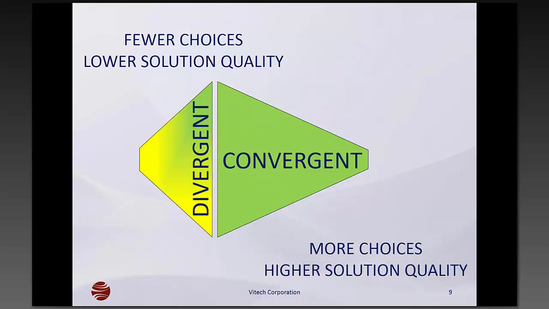Now, fewer choices are going to result in lower solution quality, and more choices are going to result in higher solution quality. But we have two problems with that typically. The divergent thinking stage gets short shrift. It gets shortchanged in two primary categories of ways. The first thing is that we're actually schooled to make choices, but we're not schooled in how to create choices.